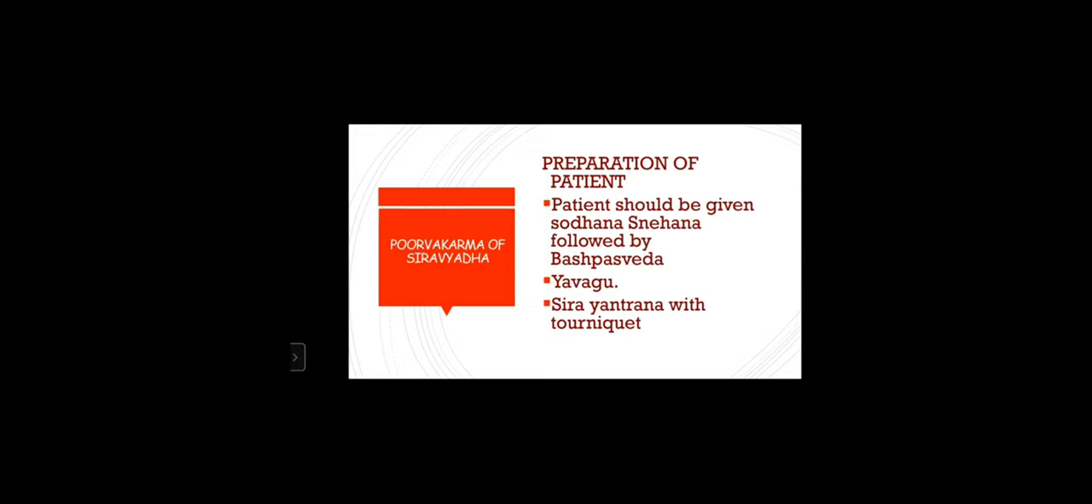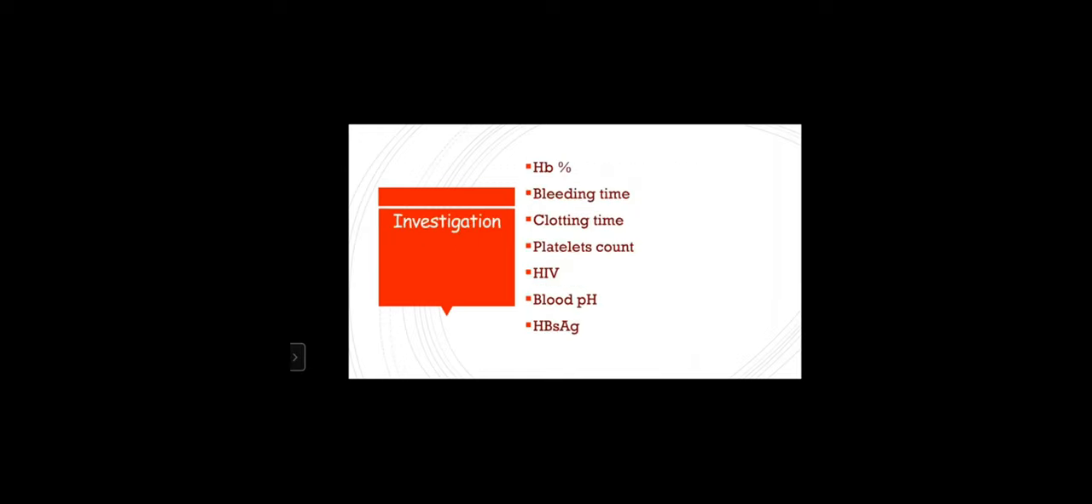Then procedure: we have to prepare the patient with snehana and swedana. Either we can go for abhyanga only in case of localized diseases. Otherwise, if there is a severe condition, we can go for abhyanga, internal snehapana, then abhyanga ushmasweda, then virechana, and after that we can go for Siraveda. Like that also we can do. So on that day, we should give local abhyanga and snehasvedana. Pashma Sveda or Nadi Sveda we can give. Then Yavagu should be administered, and a tourniquet should be tied.